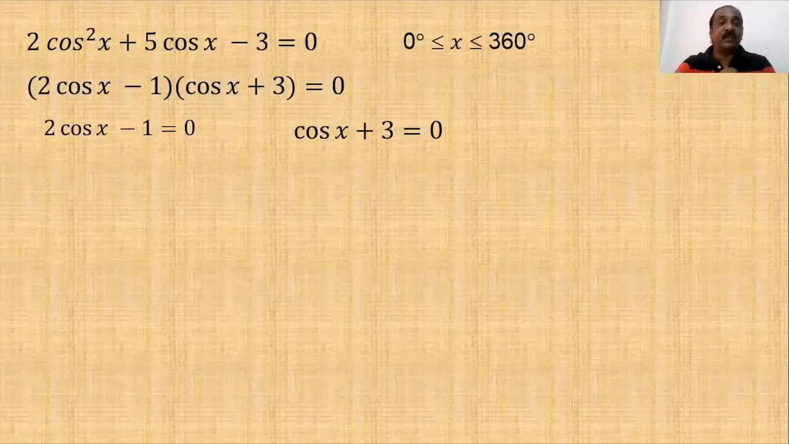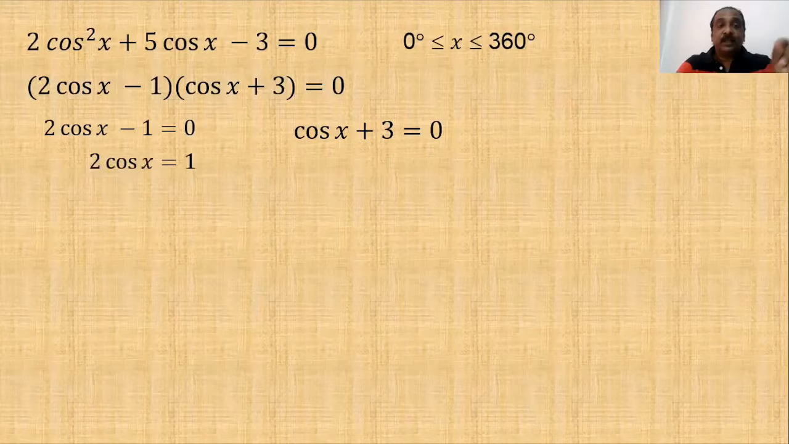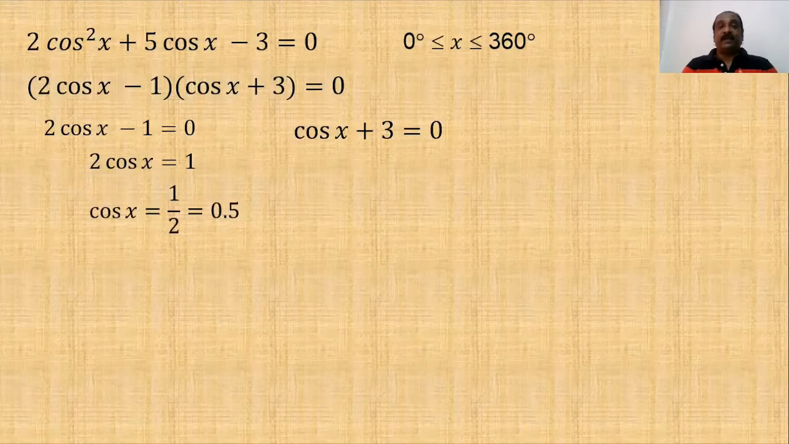Kita buat yang sebelah kiri dulu. 2 cos X minus 1 sama dengan kosong. What we must do? Bring the 1 to the right hand side. Jadi 2 cos X sama dengan 1. Then next step, pindah 2. 2 ni darab, pindah sana jadi bahagi. So, cos X sama dengan 1/2 atau 0.5.